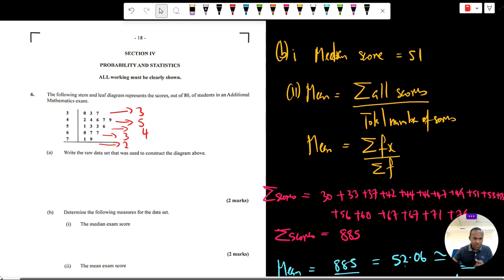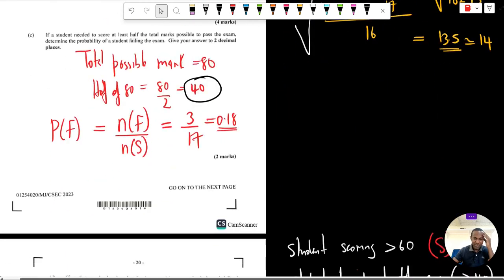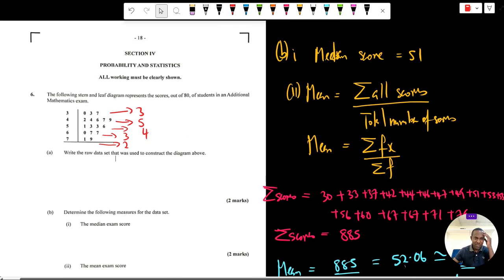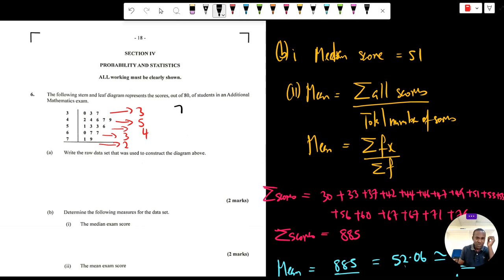Now, in terms of describing the distribution, which I forgot to do, we can speak about the range of scores. The range of scores would be the difference between the largest score and the smallest score. So we're talking about 79 minus 30, which gives us a range of 49, which is relatively wide, right? As I said, the average score or the mean score is about 52.